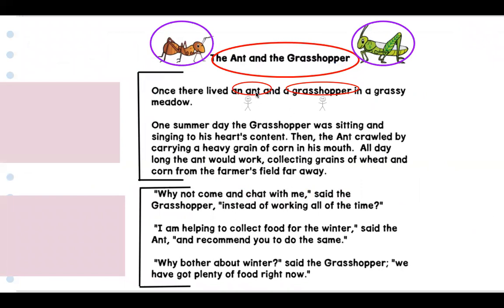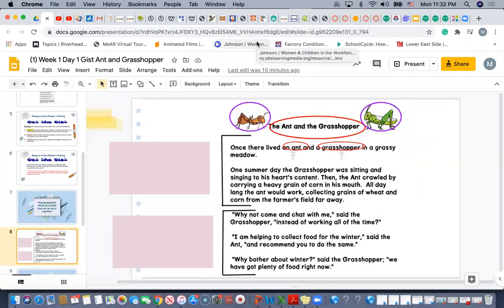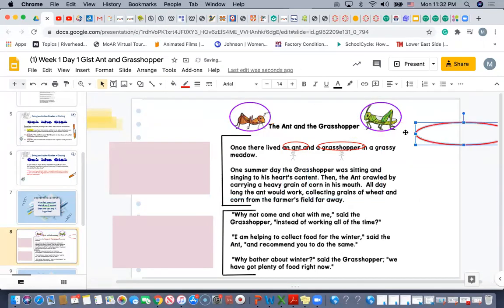So this is my story here. I'm going to show you how to do a couple of things that I feel may be a little bit difficult the first time that you're learning to drag and drop things. So I'm going to remove this circle here, and I'm going to show you how I actually put the circles around the illustrations, the characters, and the title. Okay?